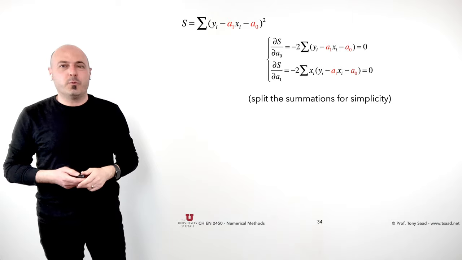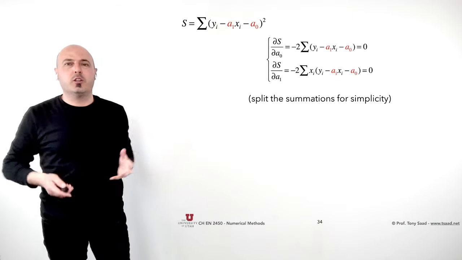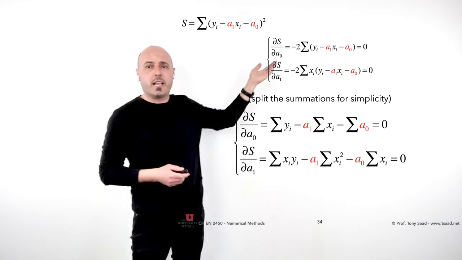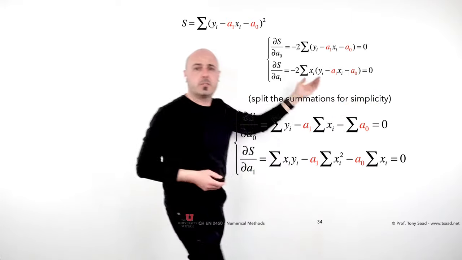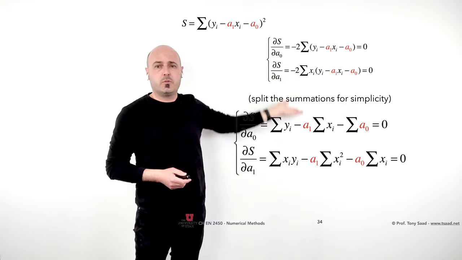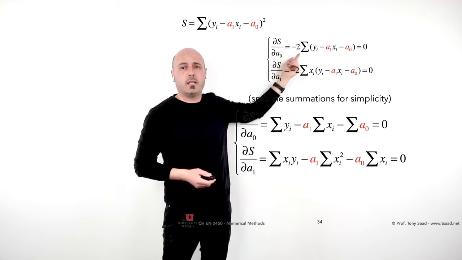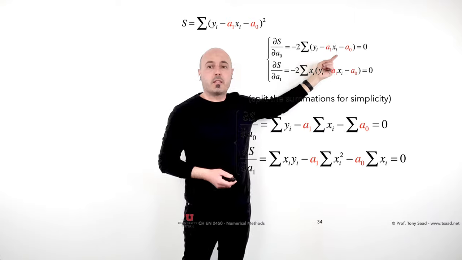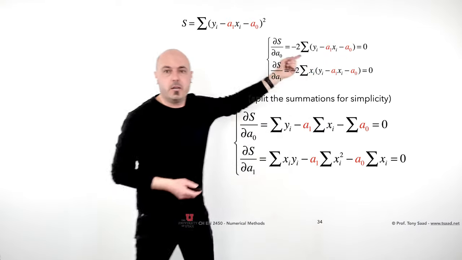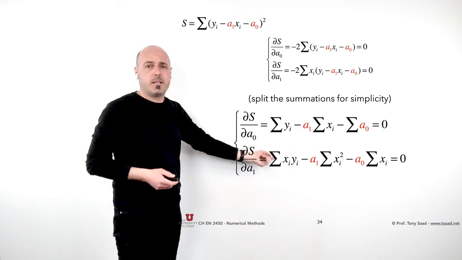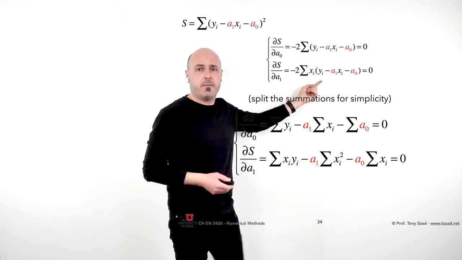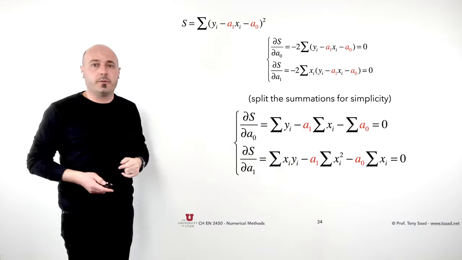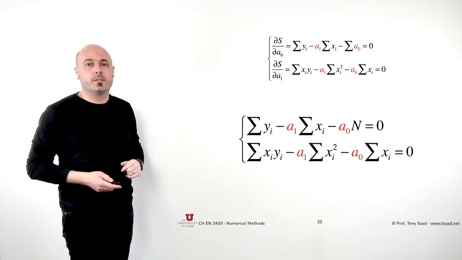Okay, so now we're going to formalize how that looks. I'm going to split the summation for simplicity, and I'm going to get rid of the negative 2 because there's a 0 on the other side. So I can eliminate the negative 2 to simplify it. And then I'm going to split the summation. I'm going to take sum yi minus a1 sum xi minus sum a naught, sorry. And then sum xi yi for the second term and minus a1 sum xi squared and minus a naught sum xi. Okay, so you agree that these are the two forms.